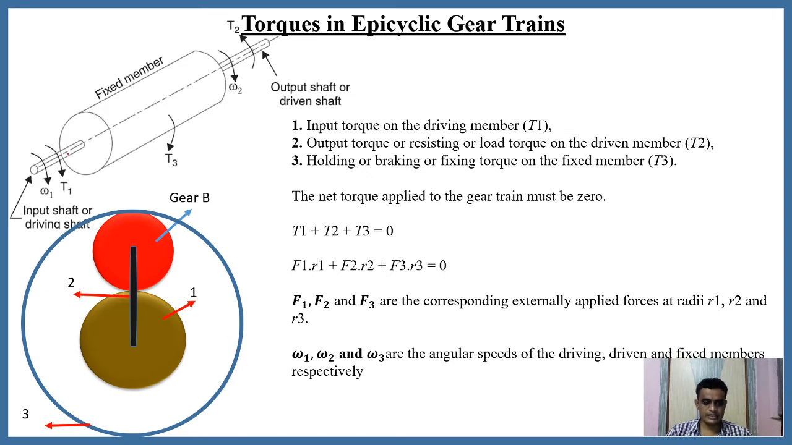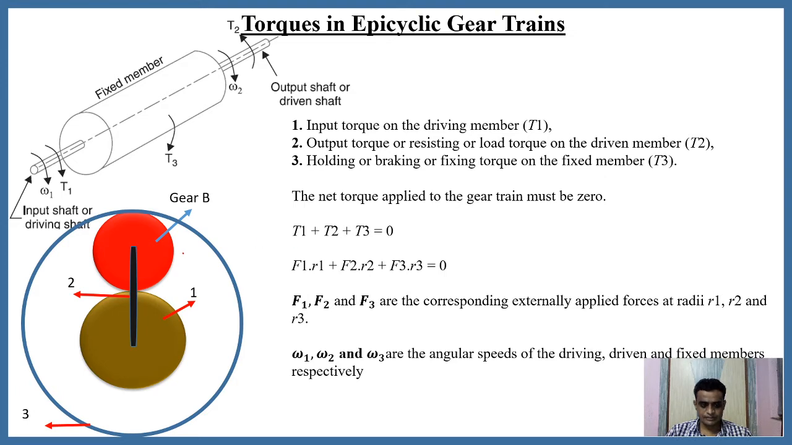In this case, this is the input shaft, this is the shaft which is connected to the arm, and this is the third shaft, or the third member. We can call it the member or the shaft also, because it is coaxial. We can connect it to another shaft also, which is called the third member.